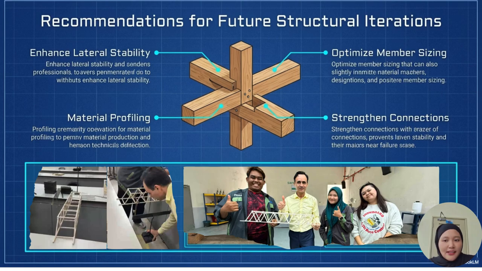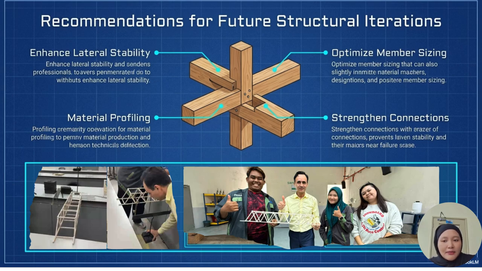First, enhance lateral stability. Lateral stability means the structure's ability to resist horizontal forces like wind and seismic load. Many failures occur not from vertical loads but from inadequate lateral bracing. I recommend adding cross bracing or increasing the rigidity of frame connections to prevent buckling.